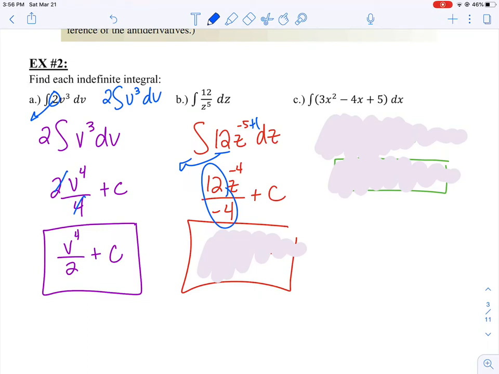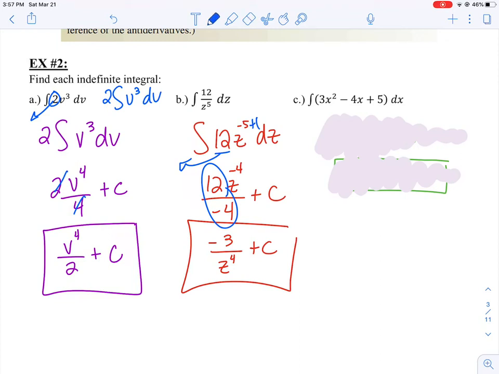I'm going to simplify a little bit because 12 divided by negative 4 reduces, and I ended up getting negative 3 z to the negative 4, but then I dropped that z to the negative 4 down to make them positive. So now I have a negative 3 over z to the 4th plus c. Okay, make sure you understood what I did on all those steps there to get the negative 3 and then the z to the 4th down on the bottom plus c.